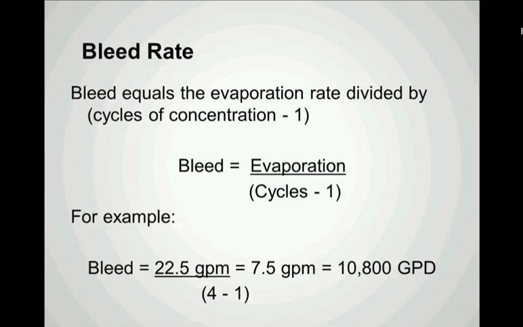Bleed equals the evaporation rate divided by the cycles of concentration minus one. So in our example of the 1,000-ton cooling tower, evaporation is 22.5 gallons per minute, 4 minus 1 is 3, so our bleed rate is 7.5 gallons a minute, or 10,800 gallons per day, if we want to keep the cycles of concentration at four. So we can set our bleed rate to achieve that target of 4 cycles if that's what's right for that cooling tower.